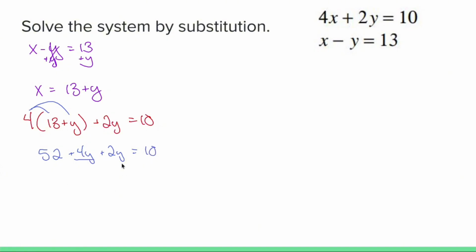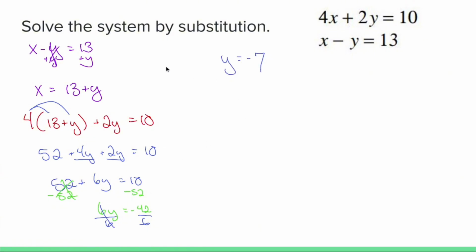Let's combine like terms. 6y. So 52 plus 6y equals 10. No, I'm not going to get a decimal. Let's subtract 52 from both sides. 6y is going to equal negative 42. Divide by 6. And y equals negative 7.